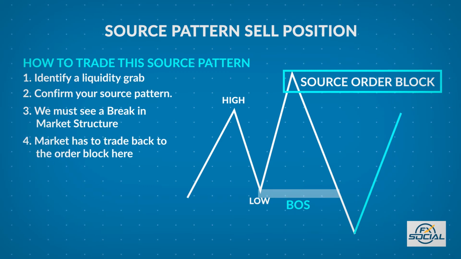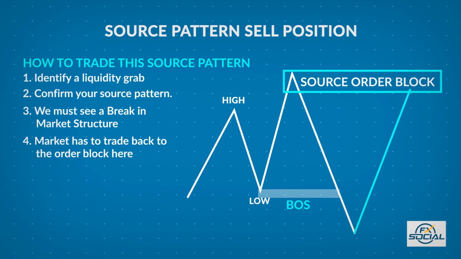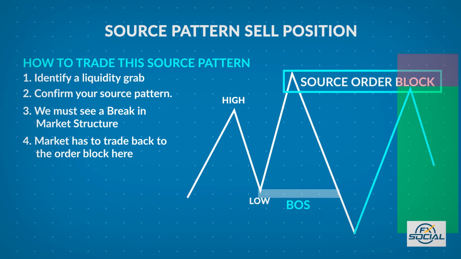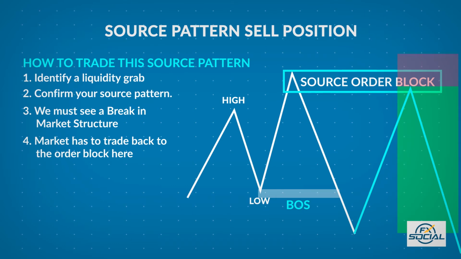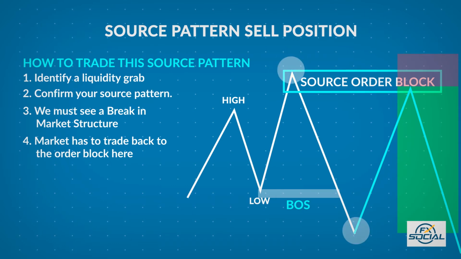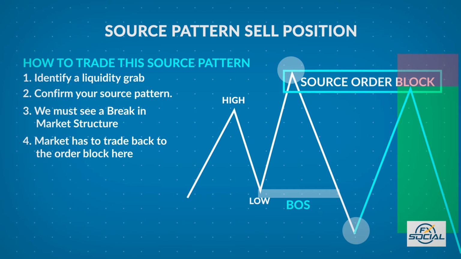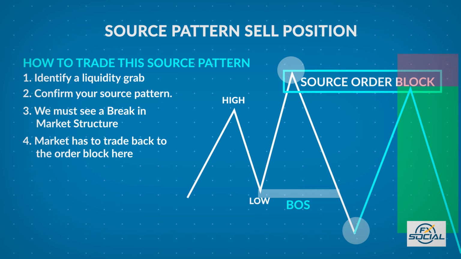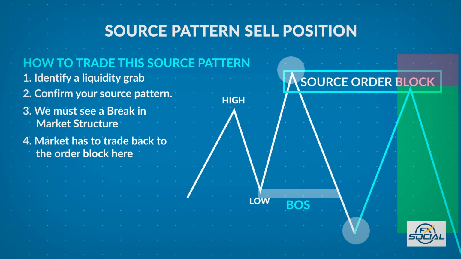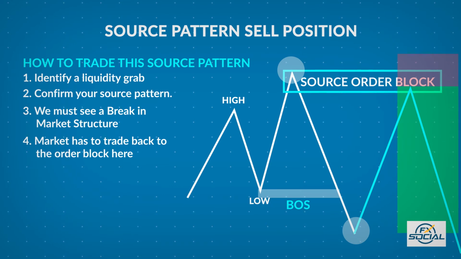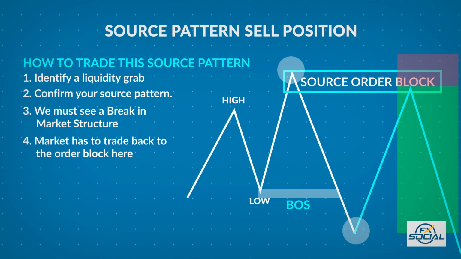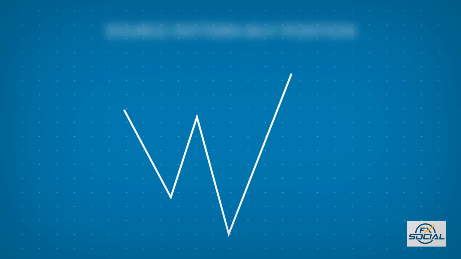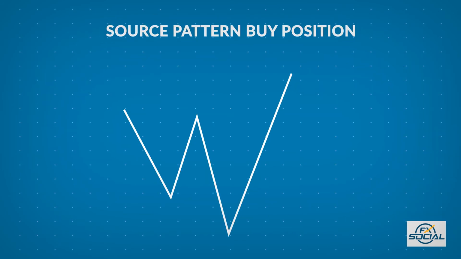Number four, market has to trade back to the order block here, which will be our entry point. You can use the Fibonacci retracement tool here for confirmation. Connect the low here to the high here and wait for a retracement to the 50 or 61.8 or 78.6 Fibonacci level. The best entry is 78.6. Number 5, take profit on the next order block you can find. This pattern is for a sell position. The inverse is for a buy position.